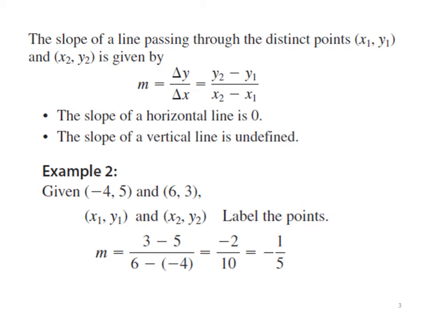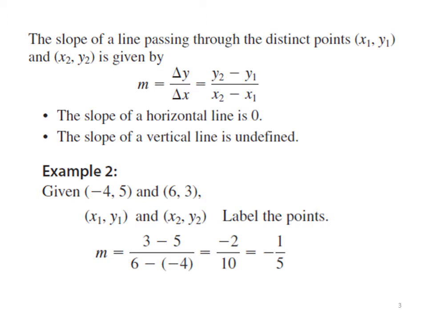The slope for a line: if you have 2 points (x1, y1) and (x2, y2), the slope is defined to be delta y divided by delta x. That means the change in y divided by the change in x. So you can calculate it by taking y2 minus y1, that's the change in y, divided by x2 minus x1, which is the change in x.